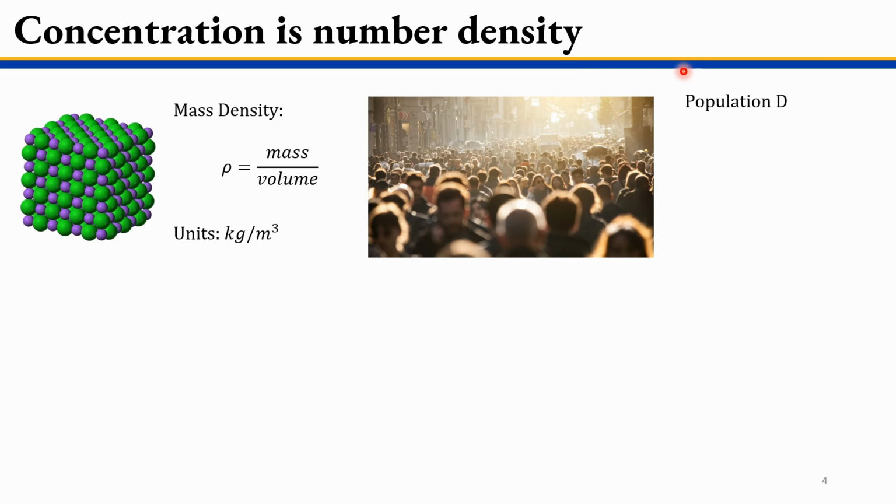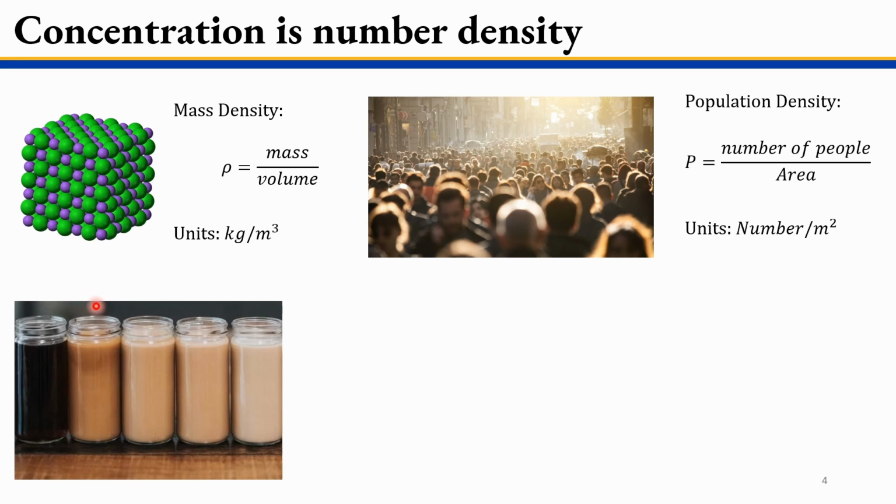Analogously, the population density tells you how packed the number of people are within a certain area. The units are number of people per meter squared. This crowded city is really packed with people and they're trying to move around the city, kind of similar to a really packed high density substance.